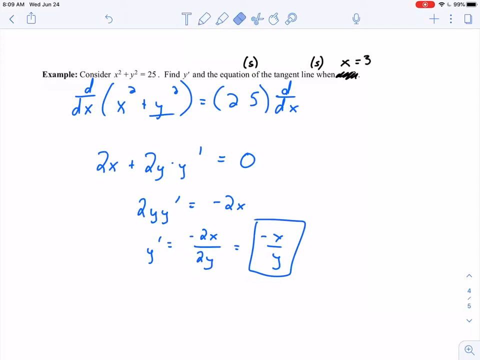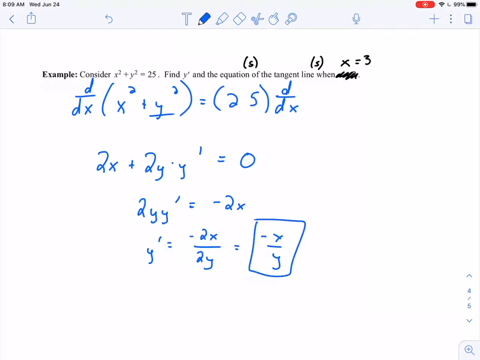I did this in 4 steps. So this is why implicit differentiation can be so helpful. And there may even be problems, we'll see, I believe in the next example, where you can't even solve for y. There's just no way to do it. Implicit differentiation is the only way to do that problem.